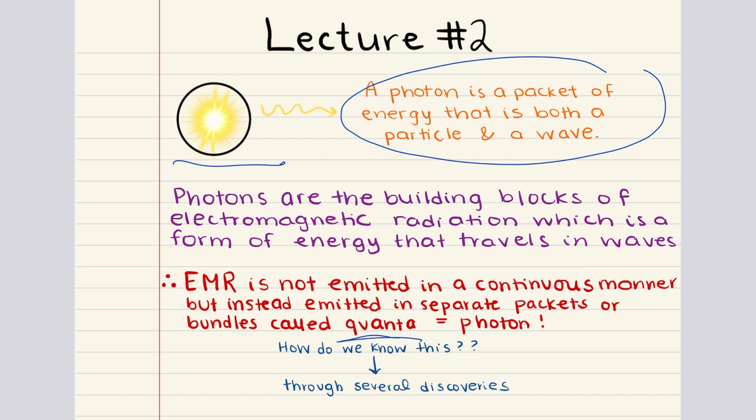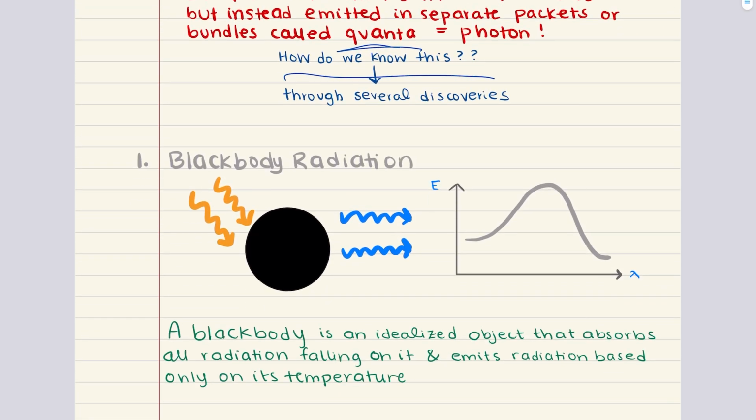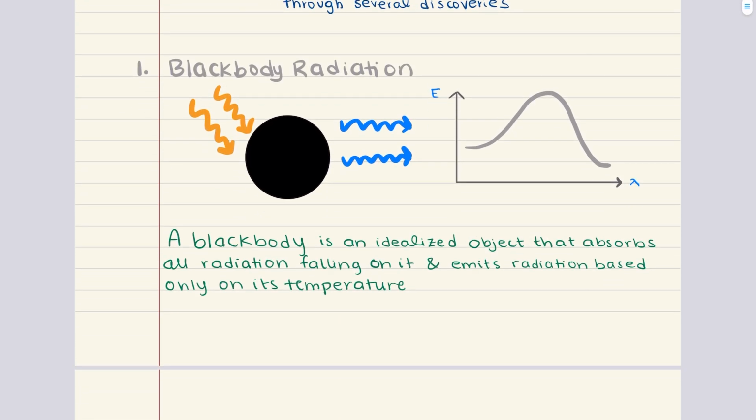But how do we know this duality exists? This understanding comes from a series of really important experiments that were done in the early 20th century. And again, they include blackbody radiation, the photoelectric effect, the emission spectrum of hydrogen, and the double slit experiment. We're going to start today by talking about blackbody radiation.